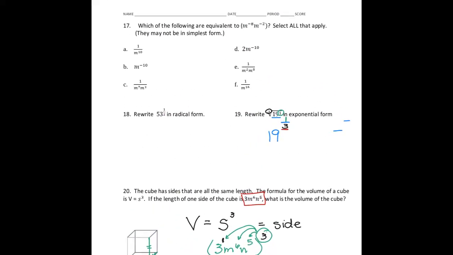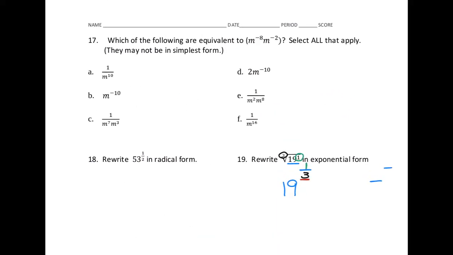How about let's do number 17. This problem would be worth 3 points. Okay, this problem would be worth 3 points right here. So it says, which of the following are equivalent? We are giving you all the formulas though, right? Which of the following are equivalent?